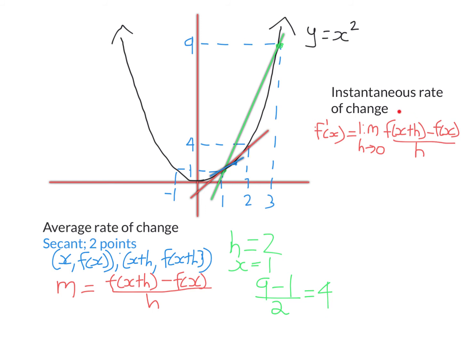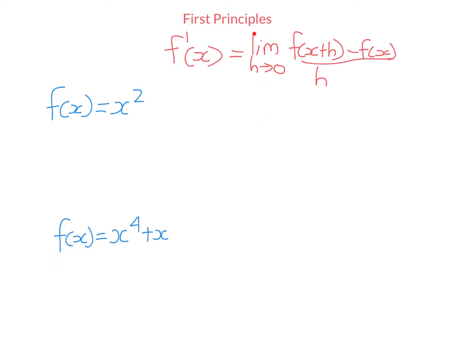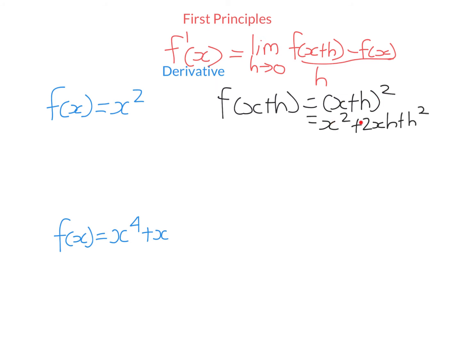So let's look more at this formula. The formula that you saw in the previous slide, we call it first principles. Here, f'(x) means the derivative. So if I have a function like f(x) equals x squared and I want to find its derivative, I can put it into this formula here. When I find f(x plus h), all I do is change the x in the formula to x plus h. So f(x plus h) is (x plus h) squared. Expanding this gives me that.